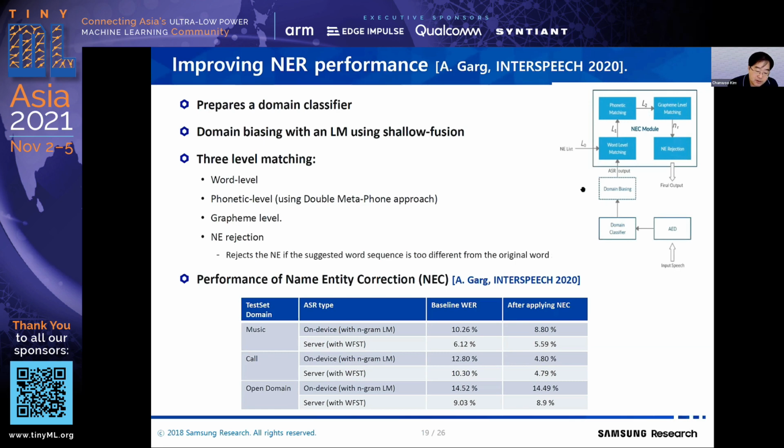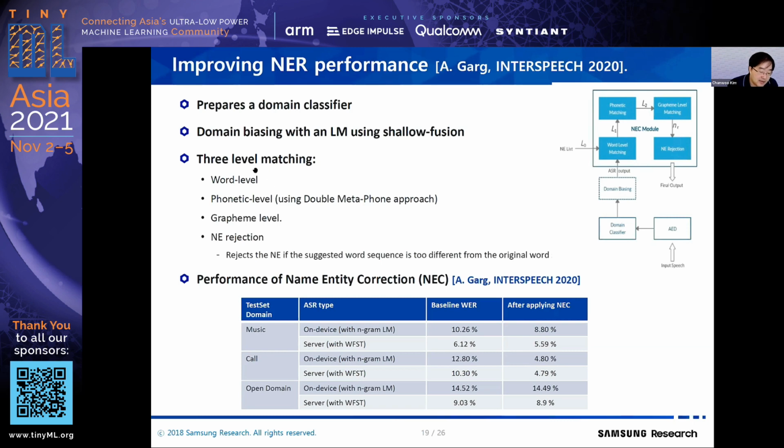So based on the named entity sequence, we applied a kind of hierarchical named entity matching. As you can see, we first do word level matching, and after that we use the double metaphone approach to do some kind of phonetic level match. And after doing that, finally we use the grapheme level match. Grapheme means the character.